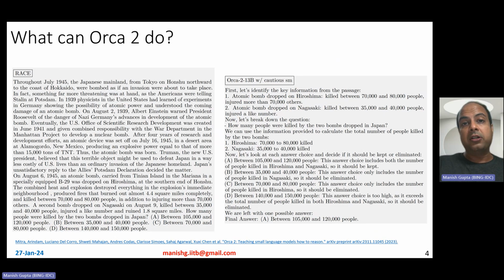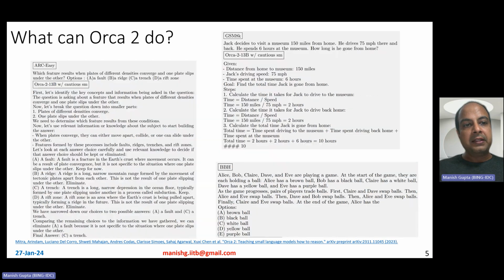Now, Orca 2 can also do machine reading comprehension in some ways. So basically, there's a whole bunch of large paragraph, and at the end of it, there is a question: how many people were killed by the two bombs dropped in Japan? Again, it makes good use of the right piece of information here, logically reasons about it, and then finally comes up with the correct answer that between 105,000 and 120,000 people were killed.